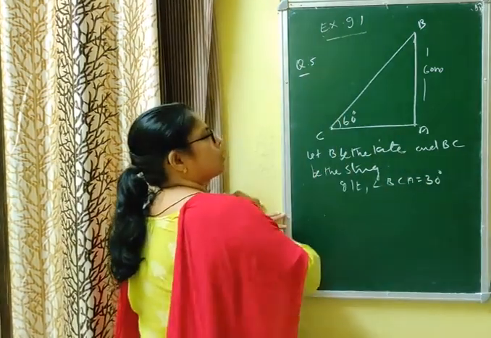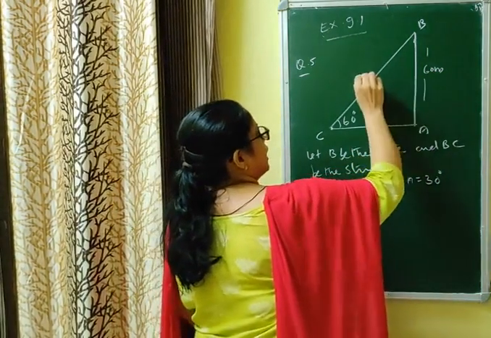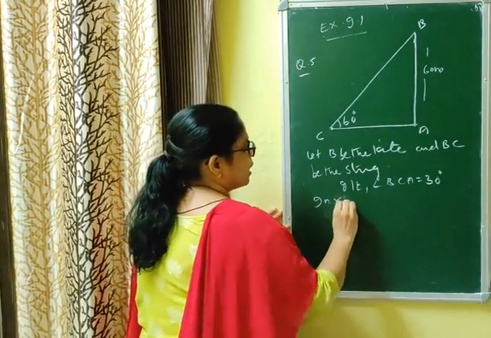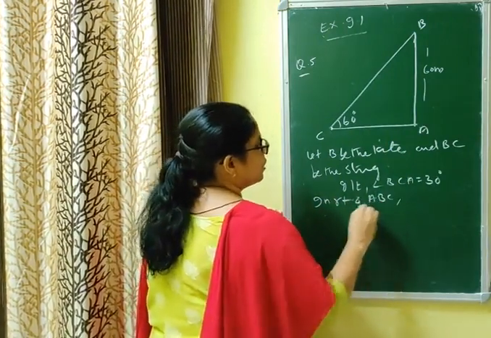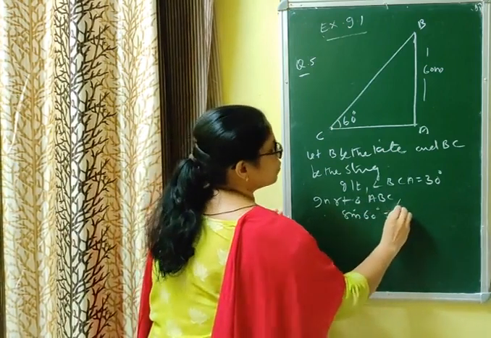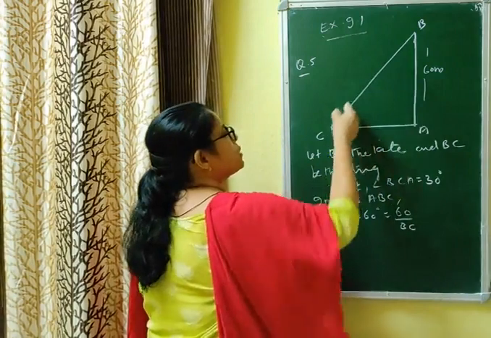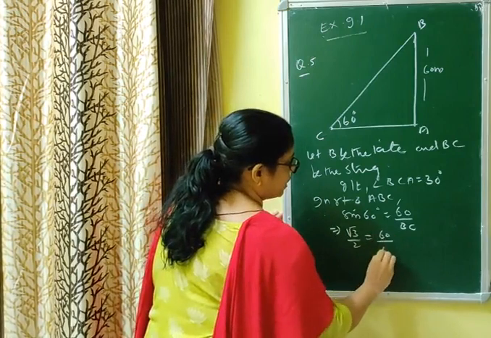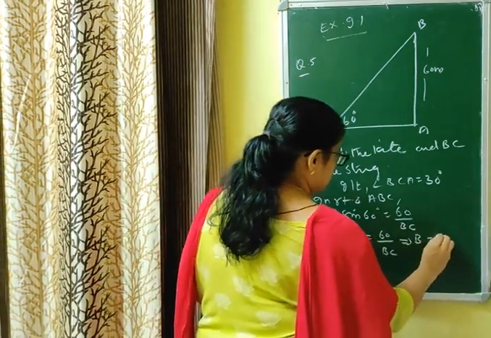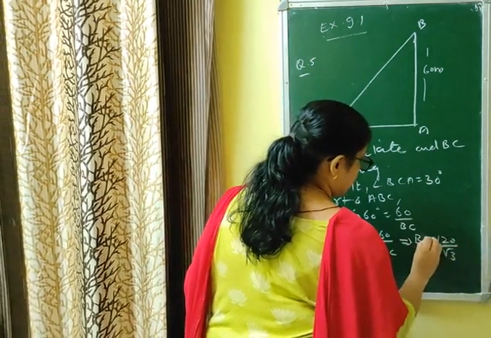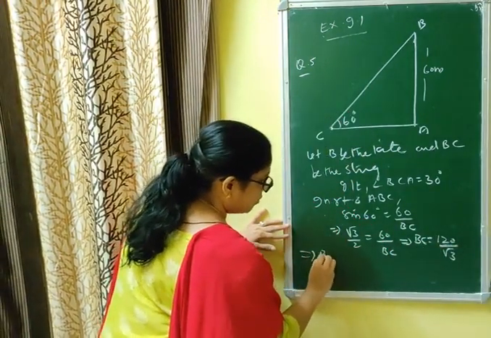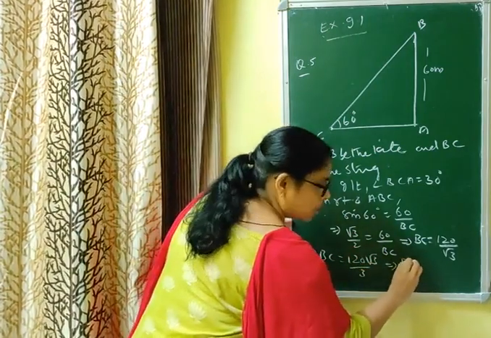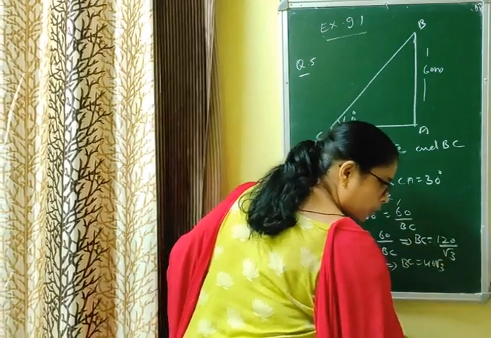When you are asked to find the length of BC, since P and H are given, which ratio is to be used? Sin 60. In right triangle ABC, sin 60 is equal to 60 by BC. Sin 60 is root 3 by 2 is 60 by BC, implies BC is equal to 120 by root 3. By rationalization BC is equal to 120 root 3 by 3, implies BC is equal to 40 root 3.